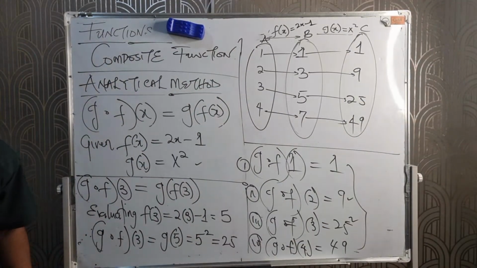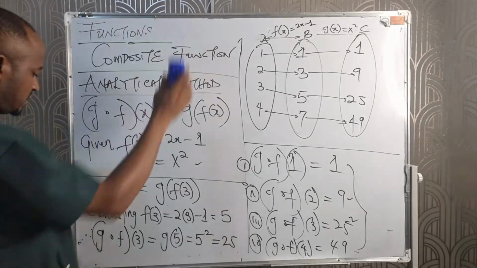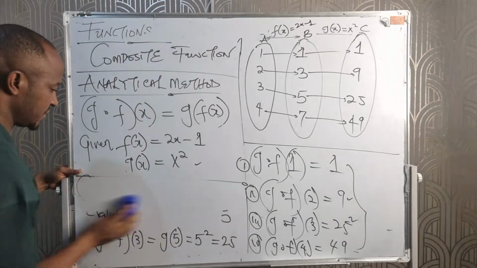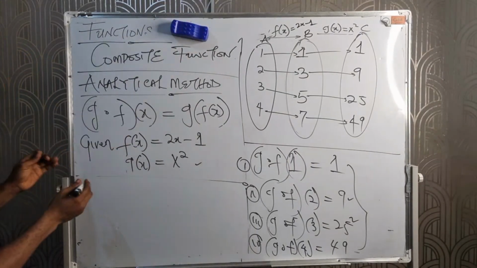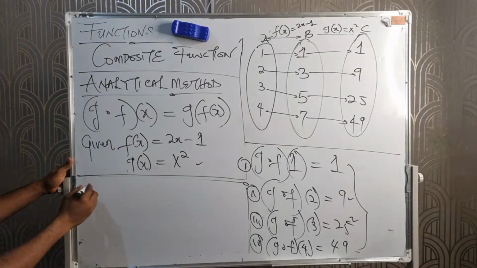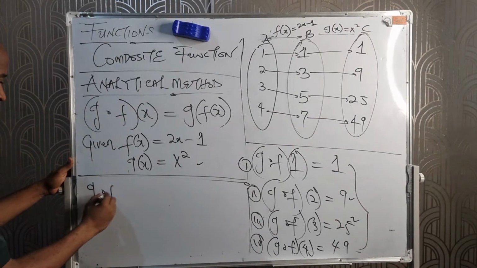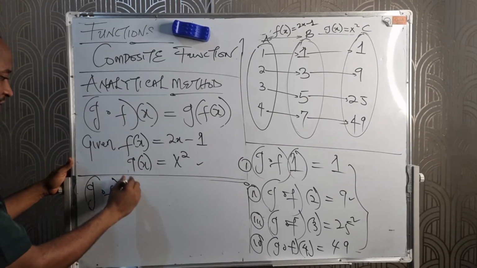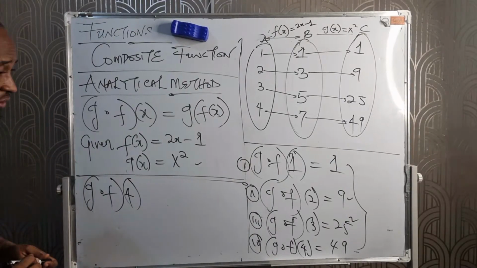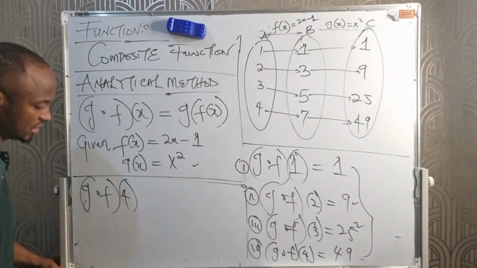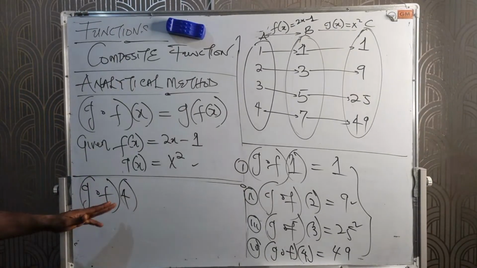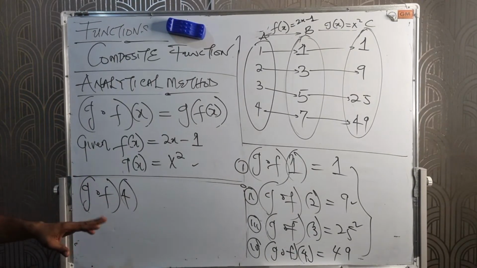Now the next question is simply g of f of what? 4. I'm going to leave this for you to solve as your assignment or class exercise. Please solve this for me in the comment section and send in the answer to this g of f of 4.